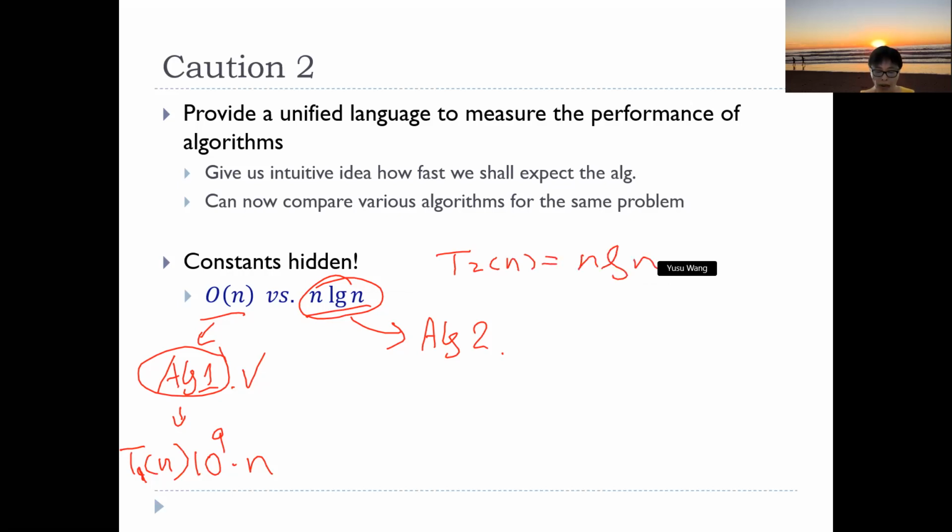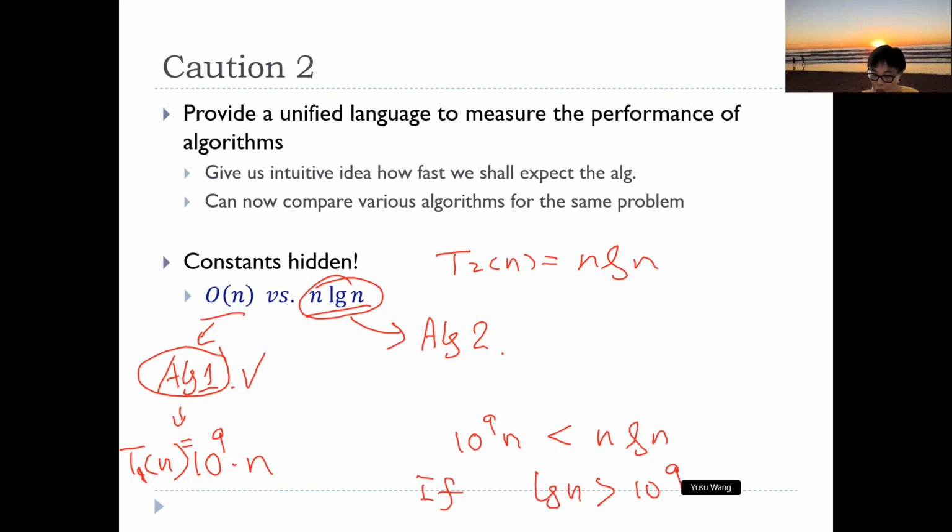Now, even though asymptotically T1 is faster than T2, you can ask, for what value of n will it become faster? Well, this is only smaller than this if log n is bigger than 10 to the 9. What does this mean? Log n bigger than 10 to the 9 means that n is bigger than 10 to the power of 10 to the 9, which is huge. So you're never going to see a practical data set of this size.